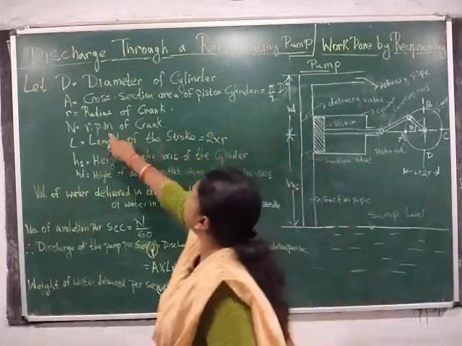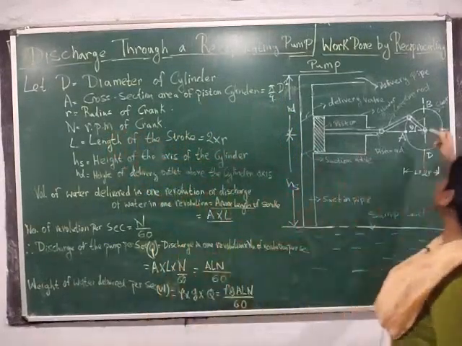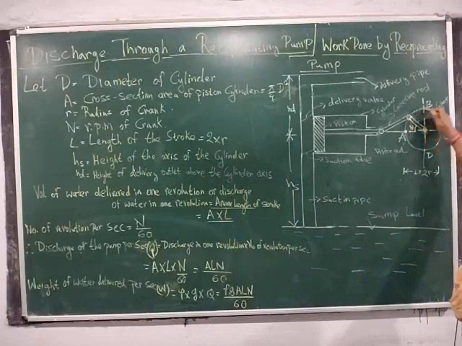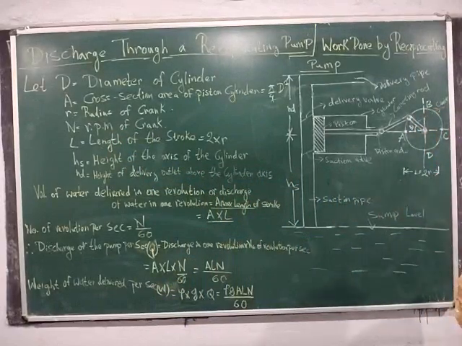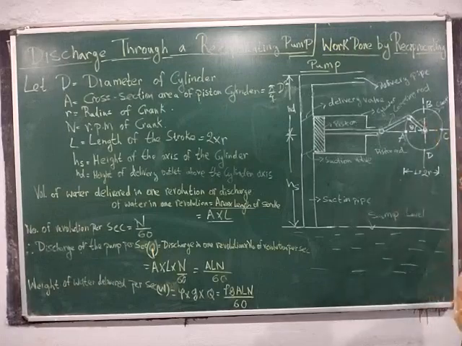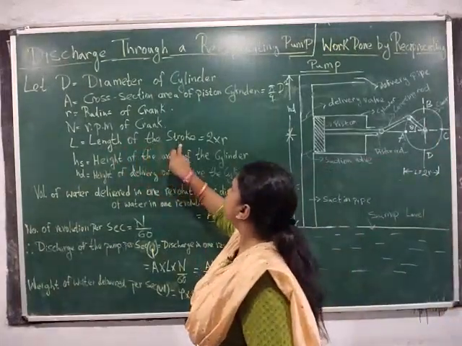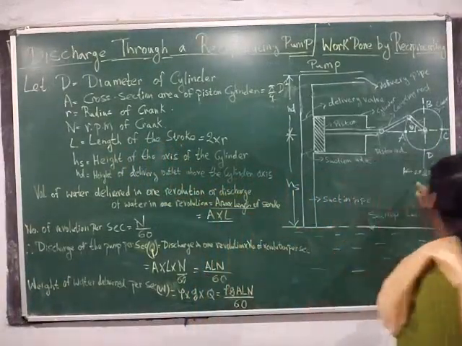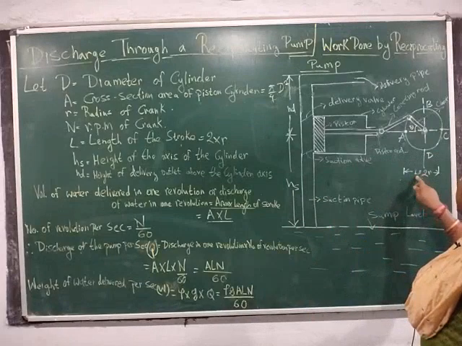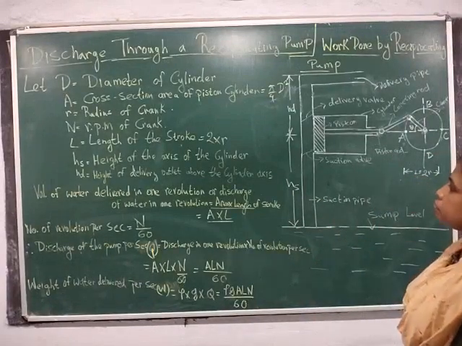Next, N is equal to the revolutions per minute of the crank. Here this is the crank, so N is the number of revolutions made by the crank. Next, L is the length of stroke. So L is equal to length of stroke, which is equal to 2 into R.